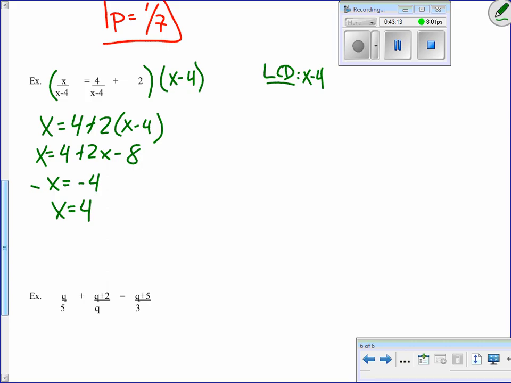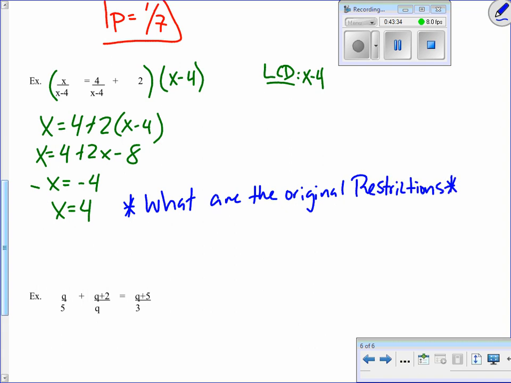Now, here's one thing we have to take into account. What were your original restrictions on the whole equation? Take a look. This whole equation can't exist where the denominator is equal to 0, and that happens at x equals 4. So this actually doesn't work. If I plug it in, I'll get no solution. So our answer is going to be no solution.